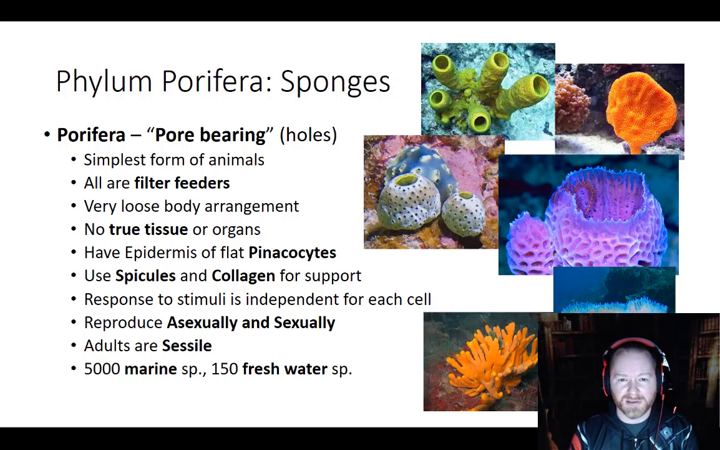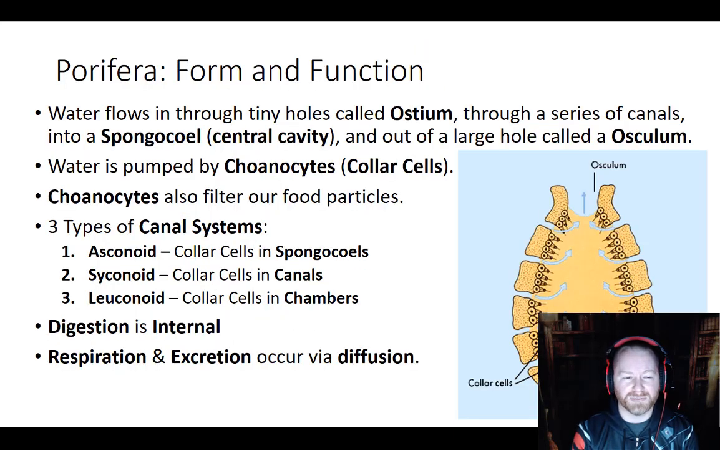There's a little over 5,000 marine species and about 150 freshwater species of sponges. Most of the ones that we'll look at are actually going to be marine. We'll take a small look at some of the freshwater ones. But yeah, that's some of the generalized information about sponges. They're the simplest type of animal that we have and that we know of. And that actually gives them some very unique and weird properties and things that they do.